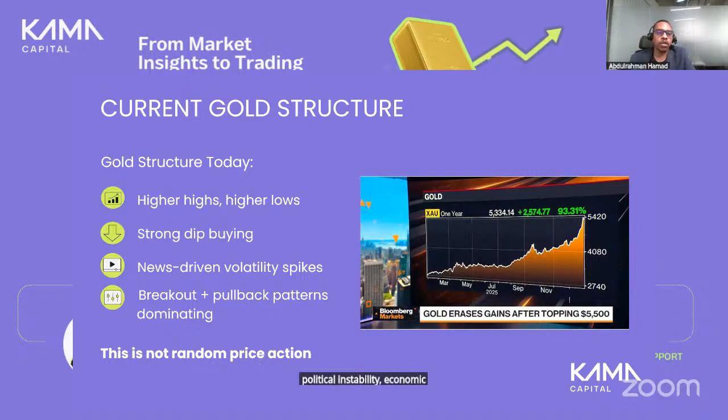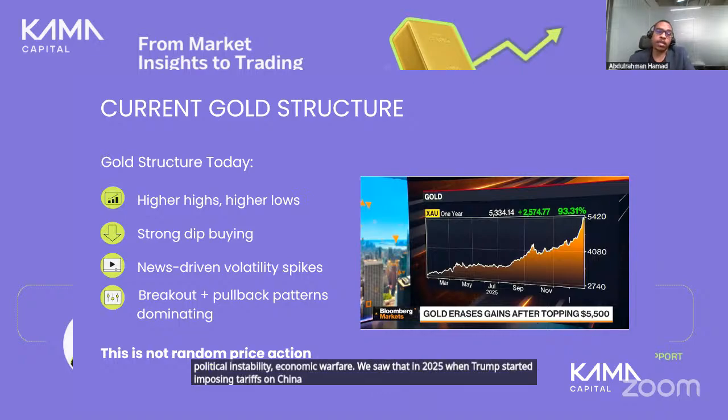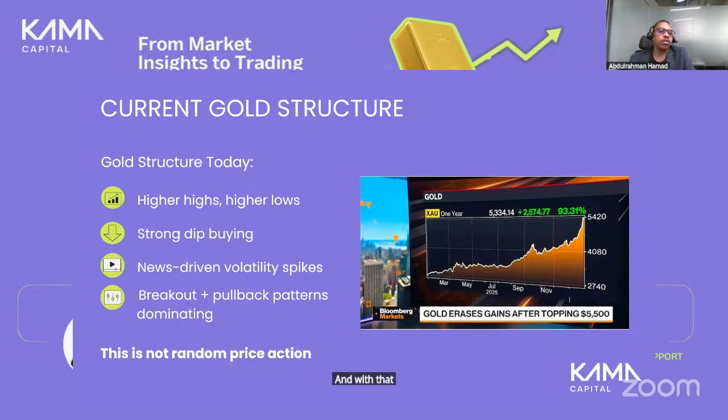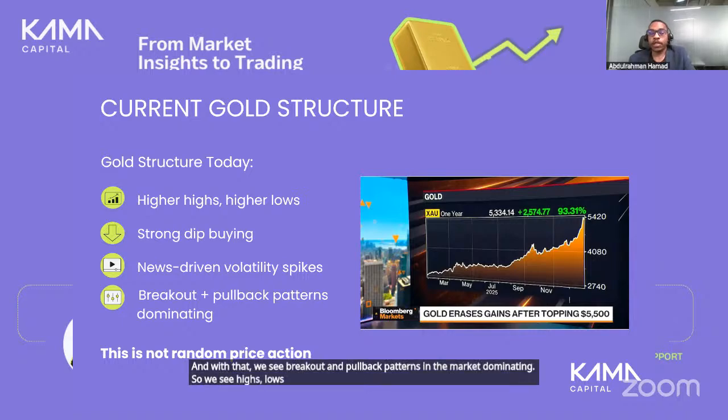We saw that in 2025 when Trump started imposing tariffs on China and the rest of the world. The shift went from risk assets like stocks into gold. And with that, we see breakout and pullback patterns in the market dominating. So we see highs, lows, prices moving sideways and trading within tight ranges. So what we can conclude from all of this is that the movement is not random.